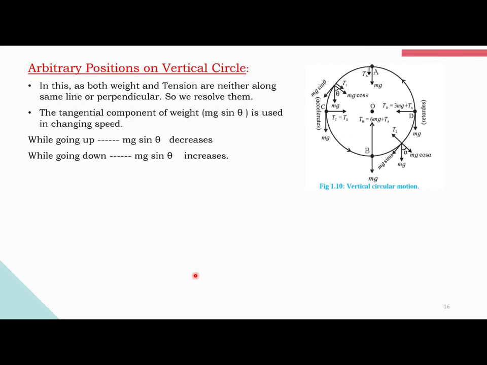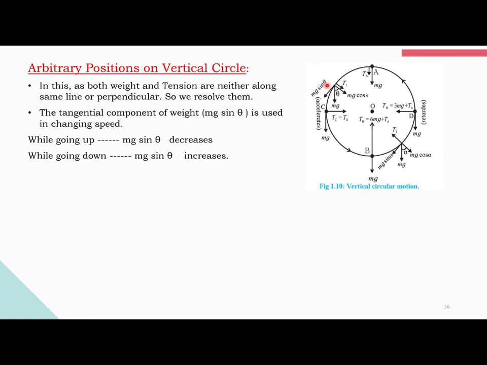Arbitrary position on vertical circle. In this, as both weight and tension are neither along the same line nor perpendicular, we resolve them. The tangential component of weight, mg sin theta, is used in changing speed. While going up, mg sin theta decreases, and while going down, mg sin theta increases. Look at this from the figure.